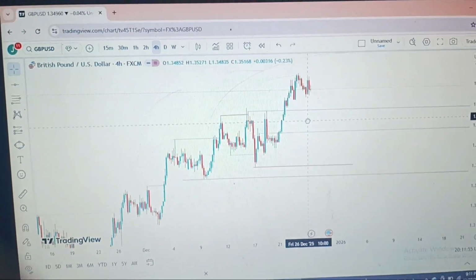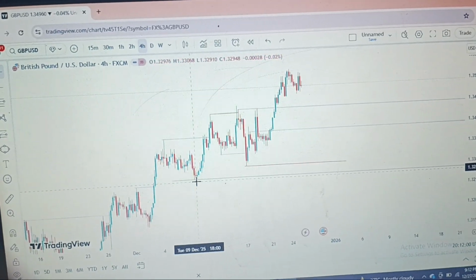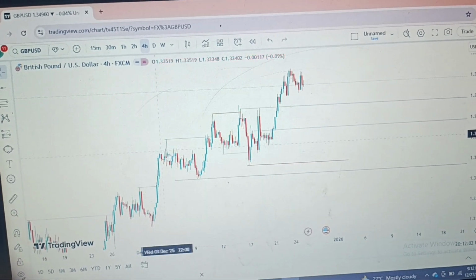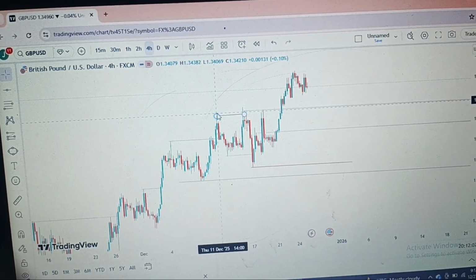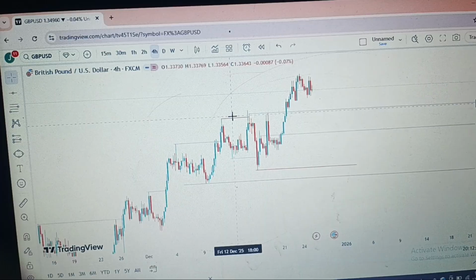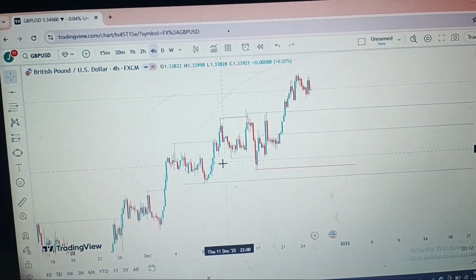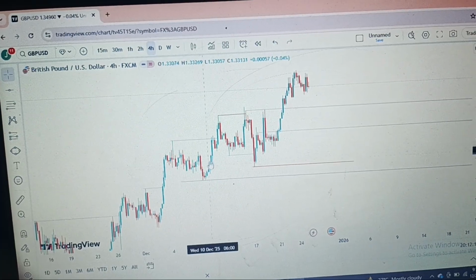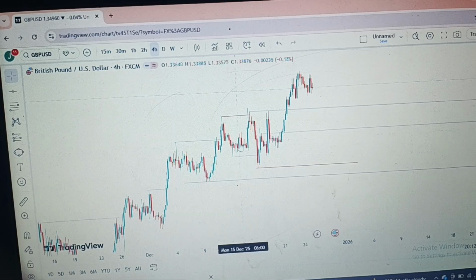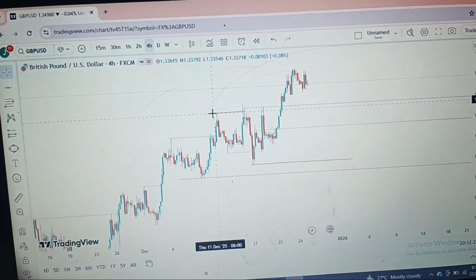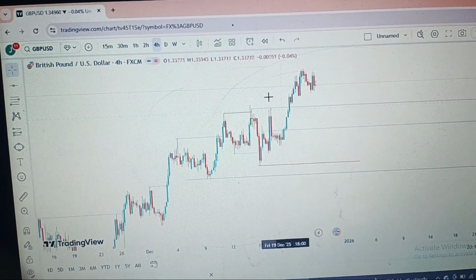Now, without wasting much of our time, as I've said earlier, we have this low here. What is the next thing we anticipate? We anticipate a break of structure to the upside, right? We expect a break of structure to the upside. Once we have this push here, we break structure. Once we have a break, what do we anticipate? We anticipate a retracement.